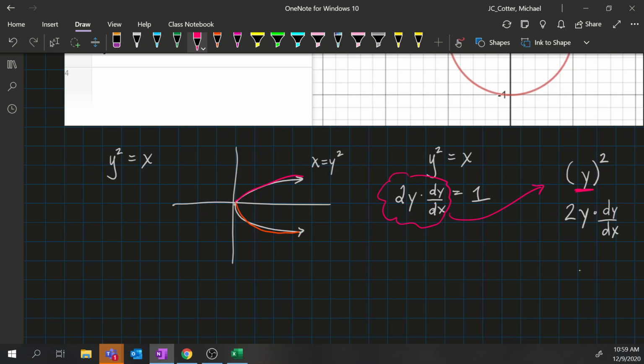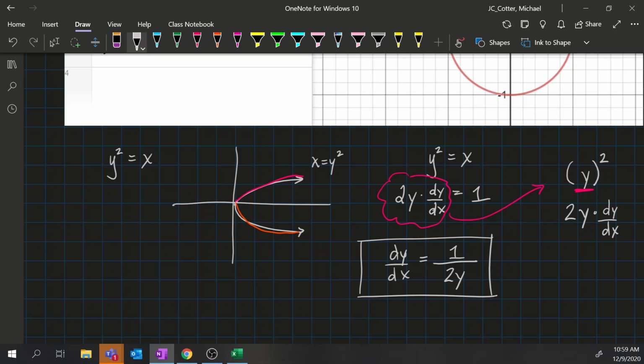So now to find the derivative, we're going to just solve for dy dx. So it's dy dx equals 1 divided by 2y. Okay, now that's pretty strange, right? It's strange because we're used to seeing dy dx in terms of x. This time we have it in terms of y. But that's how these work, okay? That's how we solve implicitly defined functions when we take the derivative.